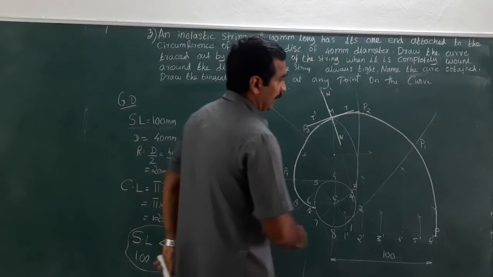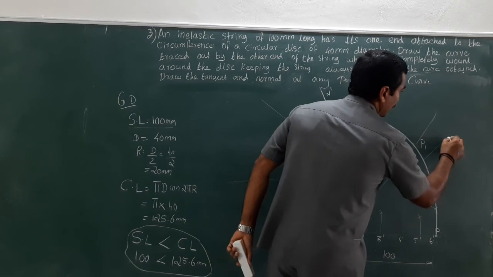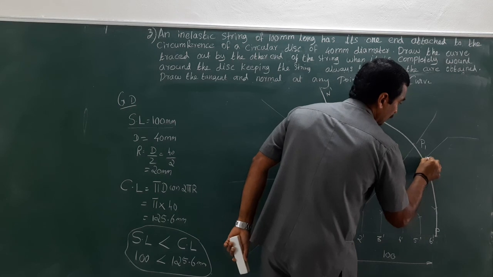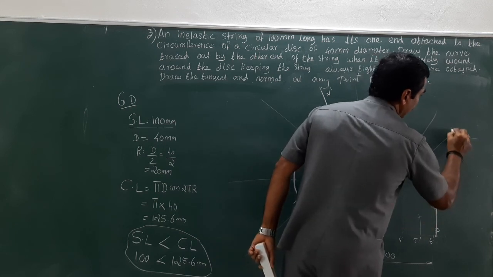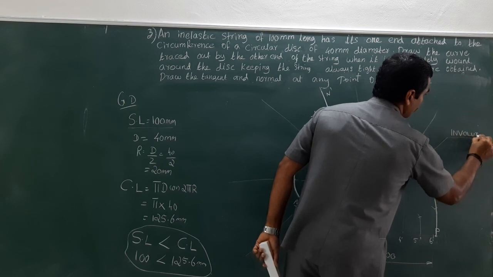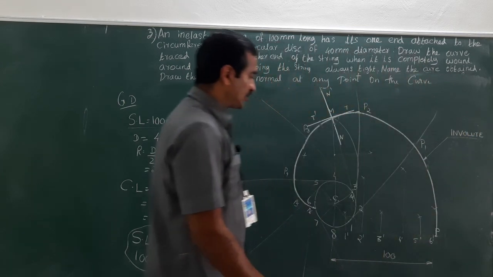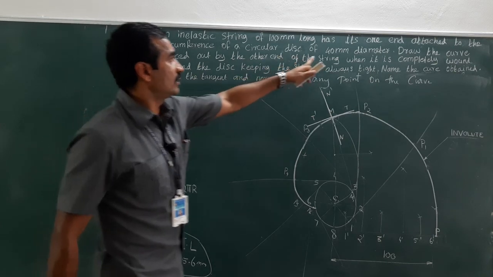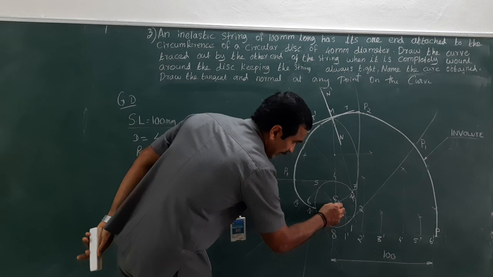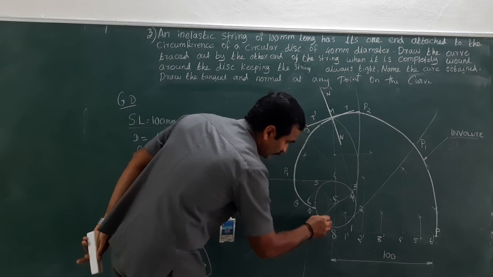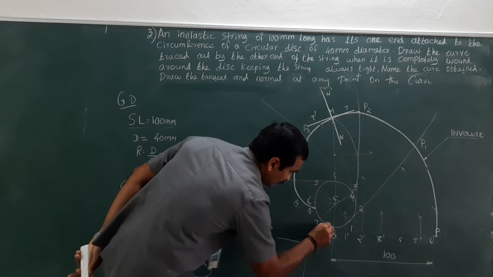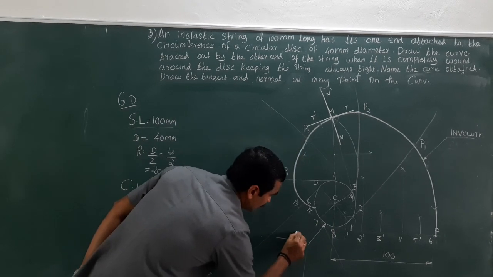So here I need to name the curve obtained. By drawing a leader line, I can mention this as involute. Then what about the dimension of the disk? The diameter of the disk is 40 mm. So let me extend this line, or somewhere here mention the leader line, by mentioning here dia 40.